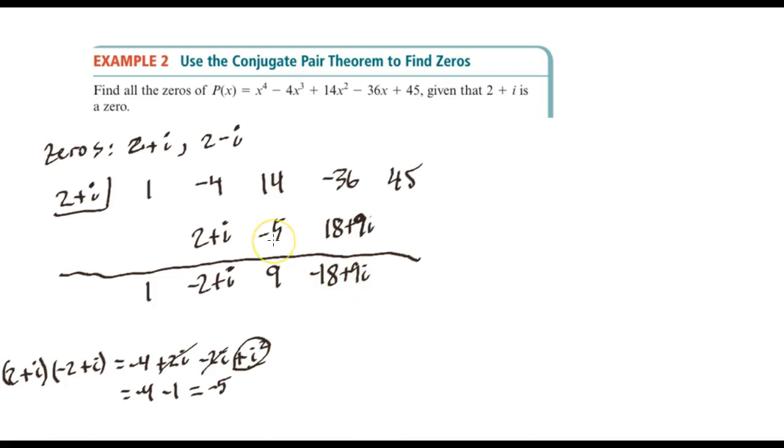All right, so we need to now multiply 2 plus i by negative 18 plus 9i.